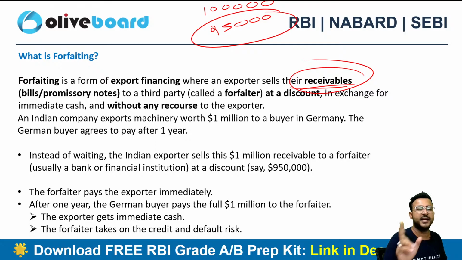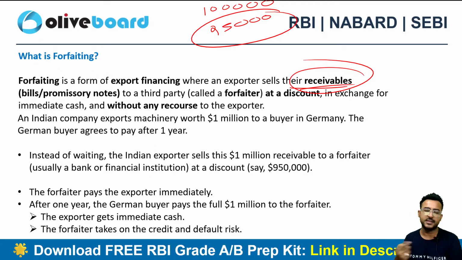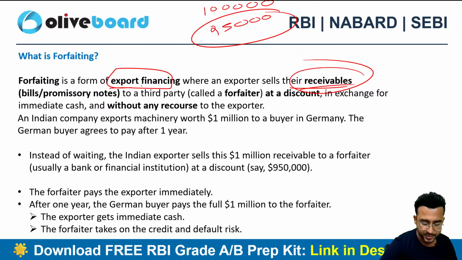Factoring and forfeiting are the same only, but only one major difference is factoring is in the domestic transactions. Whenever there is an international transaction, importer and exporter are involved, then forfeiting is done, okay? Forfeiting is for the export financing. It's a form of export financing, please do remember.